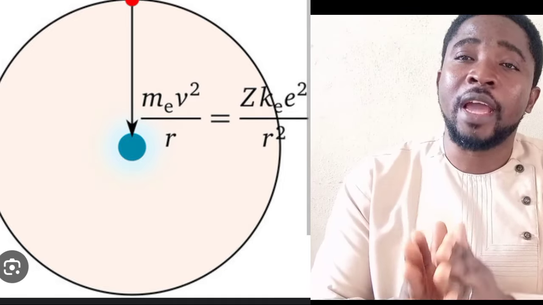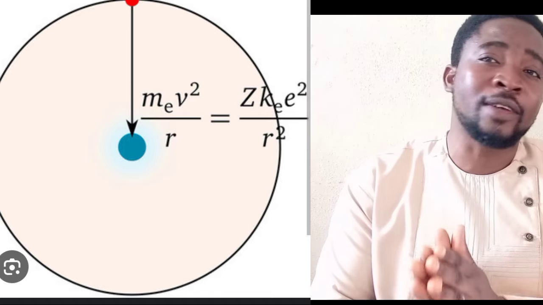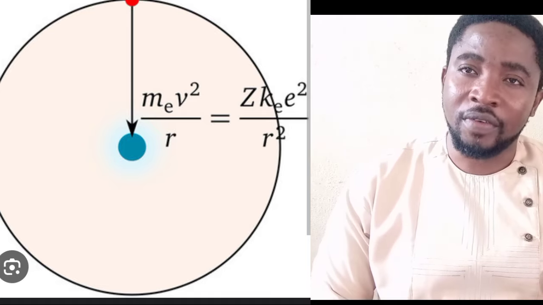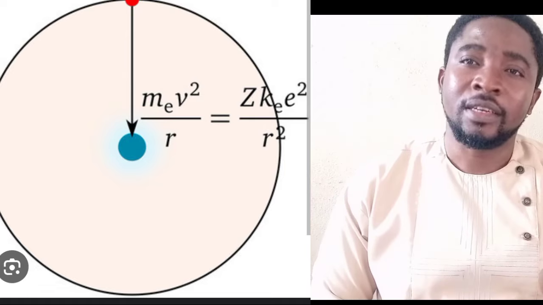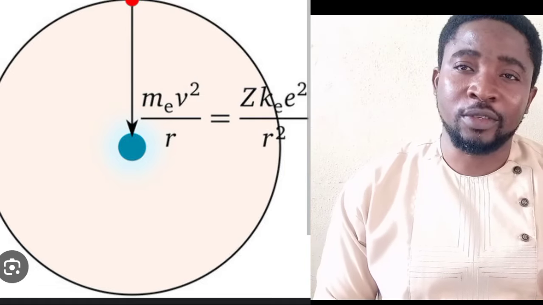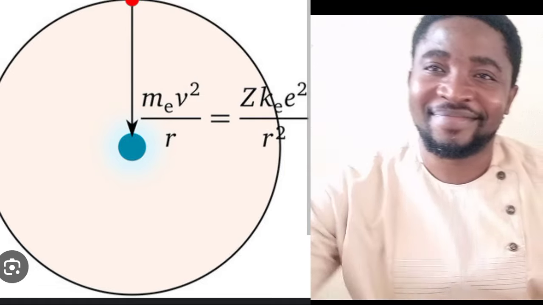So from there, we'll be able to obtain an equation for the radius of the atom, from where we'll understand the quantization principles. So let's go to the board and do the needful.